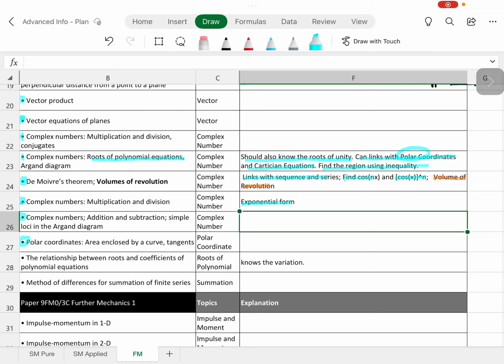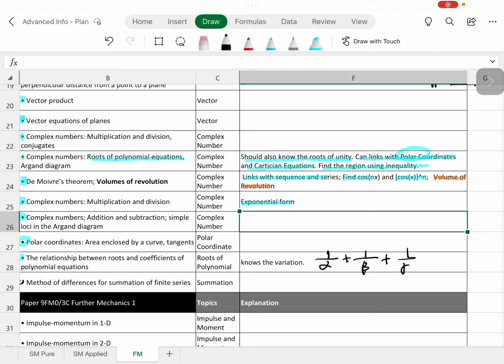The next one is the relationship between roots and coefficients of polynomials. So you need to know the variations. For example, if I ask you to find 1 over alpha plus 1 over beta plus 1 over gamma, where alpha, beta, gamma are the roots of a cubic equation, you need to rearrange it and find the answer.